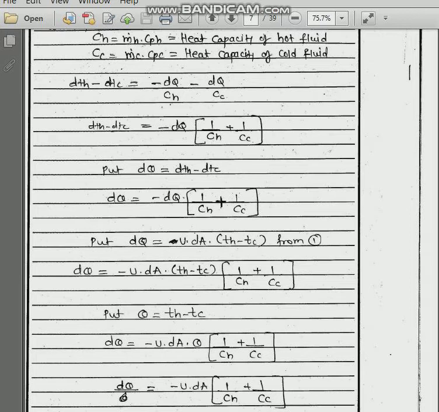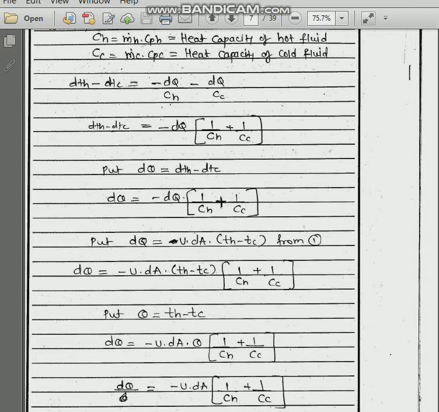Now we can put dq is equal to dTh minus dTc, as we have seen in equation 1. I have shared this material in soft copy with you, so you can check the previous page in that soft copy. Now dq is equal to, this minus dq remains same, the bracket remains same. Next we will put dq is equal to minus UdA in bracket Th minus Tc. Of course this was our first equation we already mentioned.